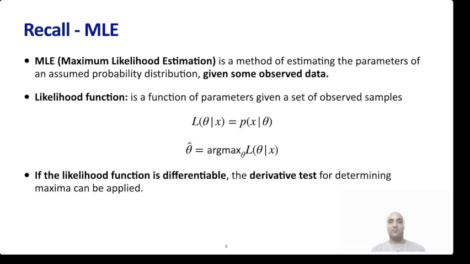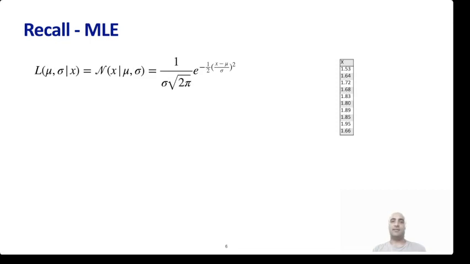Our goal is to find the best value for theta. The best value for theta is the one that fits the collected examples x best. So in order to maximize this likelihood function, we need to compute the derivative of L with respect to theta. This is what we call the derivative test. Let's look at an example.